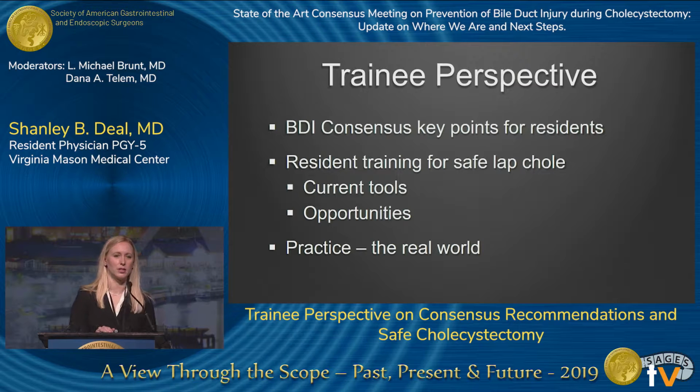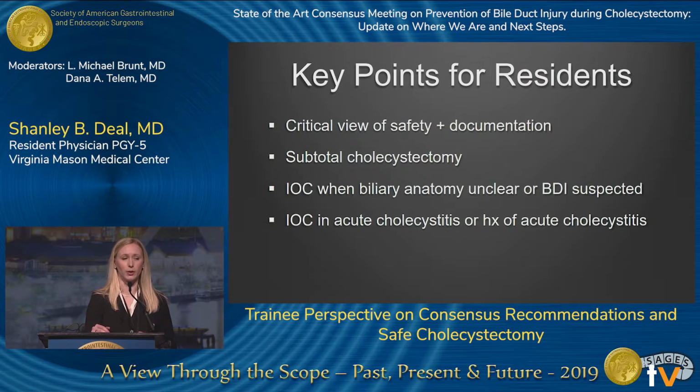So key points, I think, to take away from the consensus guidelines are really emphasizing the critical view of safety and teaching that in academic and teaching environments for residents. I think it's still very misunderstood, and a lot of residents, even now, when I ask interns or second years what is the critical view of safety, they don't have a strong concept of exactly what that is and the three components and how to achieve those at a high level.